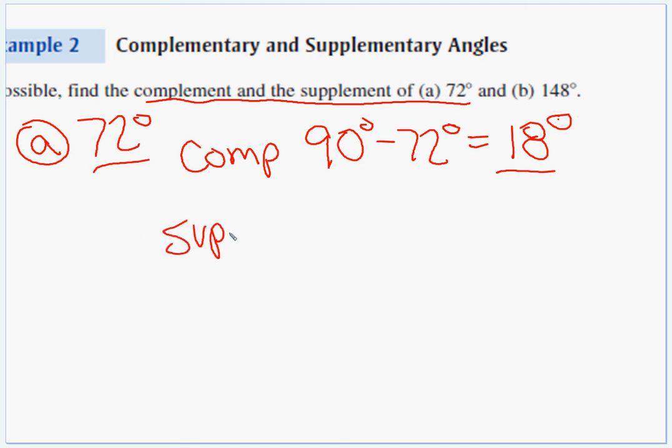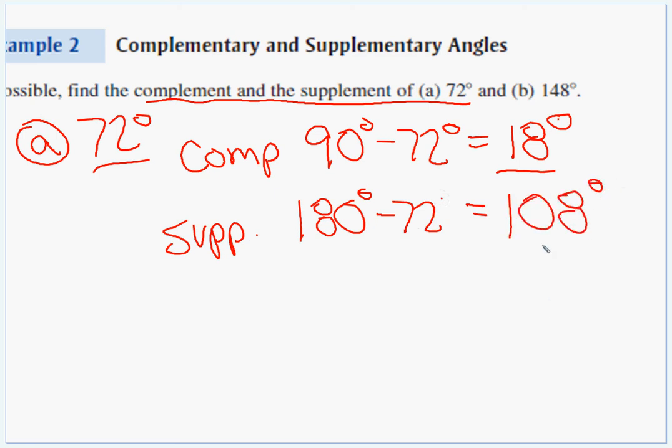Let's find the supplements. That would be 180 minus the given angle. 180 minus 72 is 108. 108 degrees is our supplement. 108 and 72 are supplementary angles.